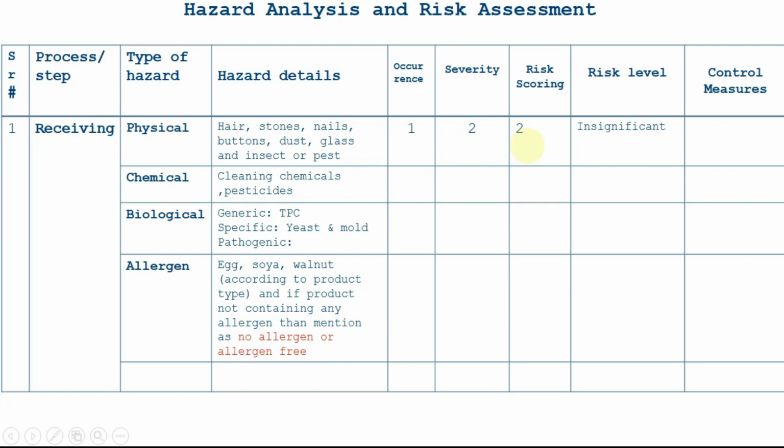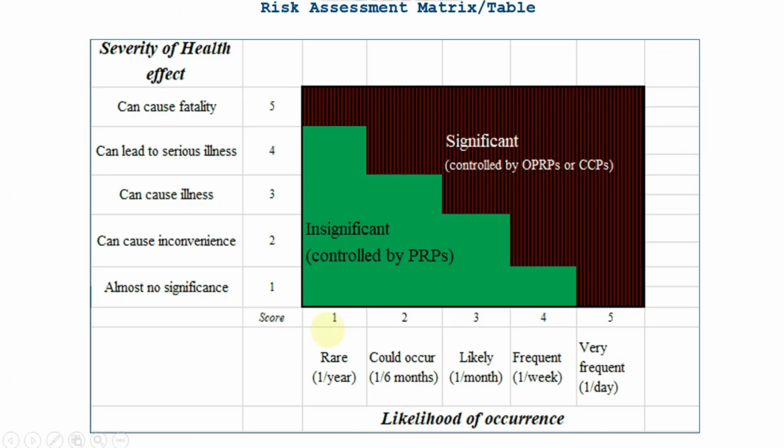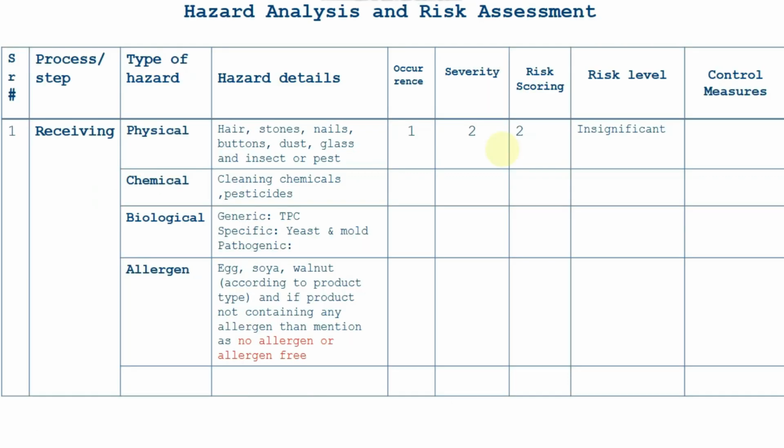For this we will also need to go to the risk matrix. So we select 1 for the occurrence and 2 for the severity, and it will fall there. This risk level falls there, which is green, insignificant, and we can control it by PRPs. So I have mentioned there insignificant.